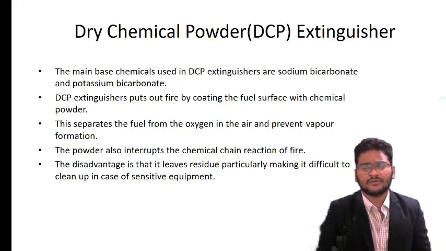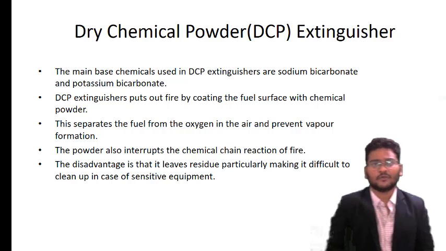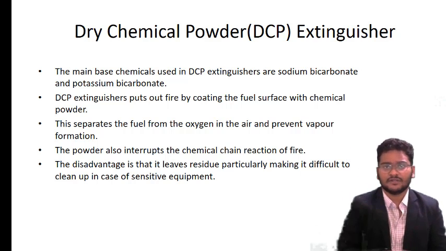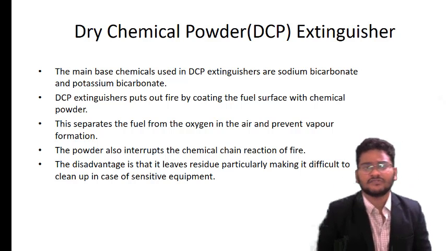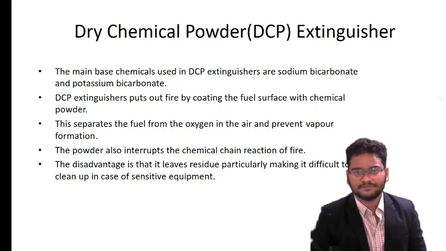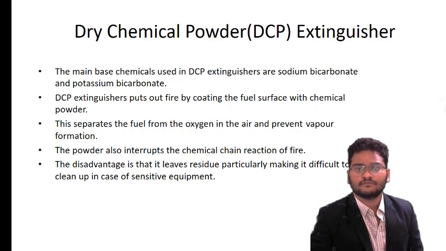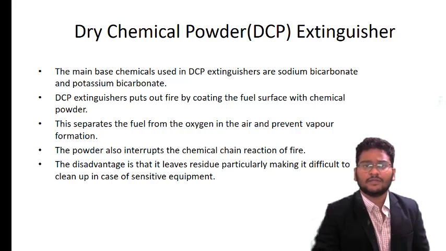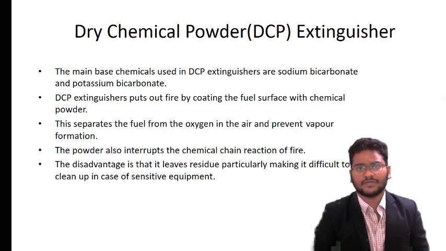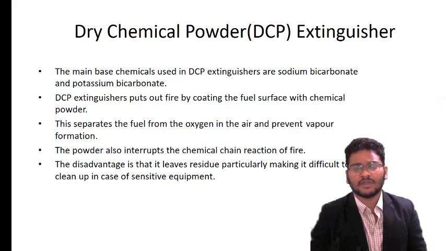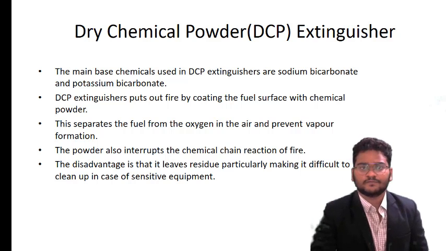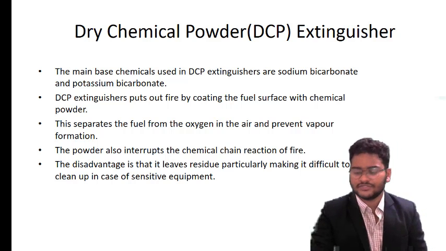And if you use it on sensitive electrical equipment, the powder will stick onto the surface and will not be easily removable. So these will be used mainly for metallic fires. The ultimate aim of this dry chemical powder is cutting the supply of oxygen and controlling the fire, and the vapors which are forming from this substance will also be diminished. So this is the dry chemical powder extinguisher.